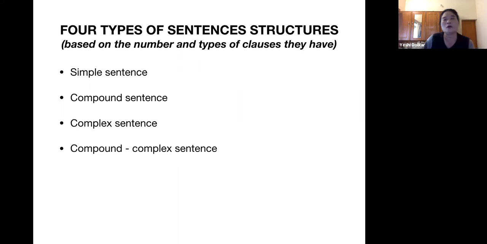Okay, now based on how many clauses a sentence has, or the different types of clauses that a sentence has, we get 4 types of sentences.